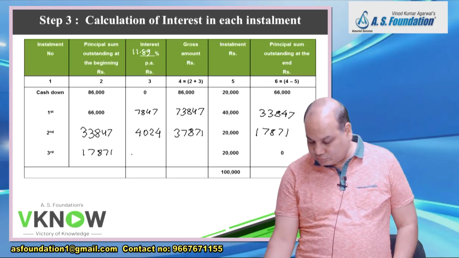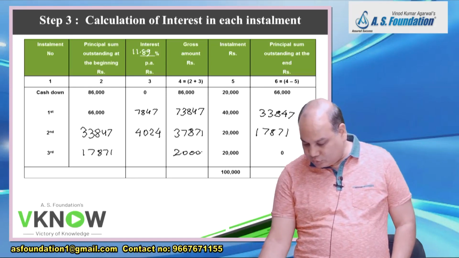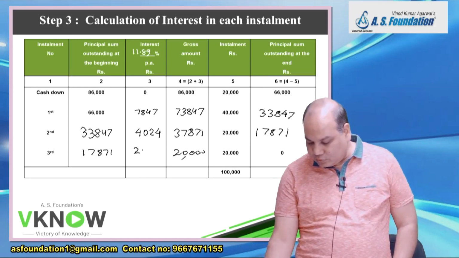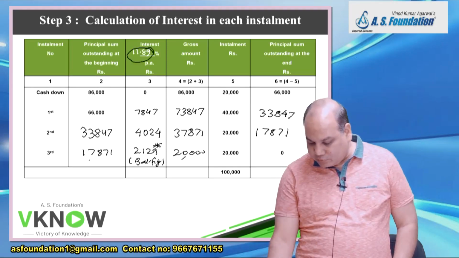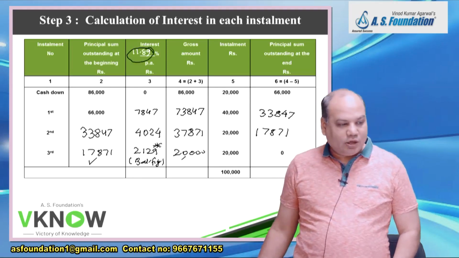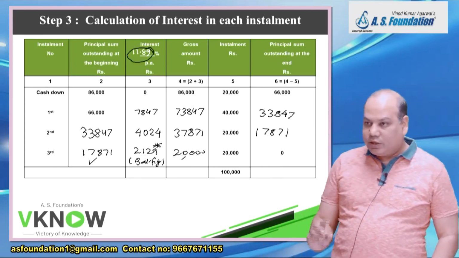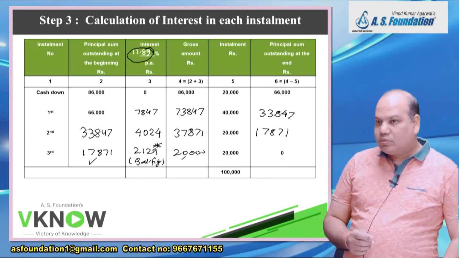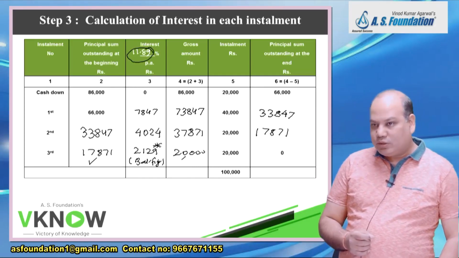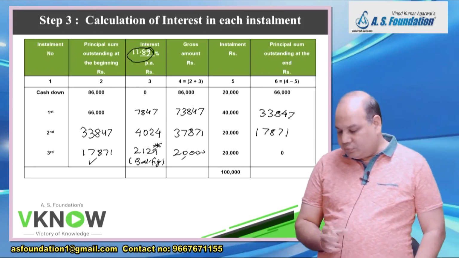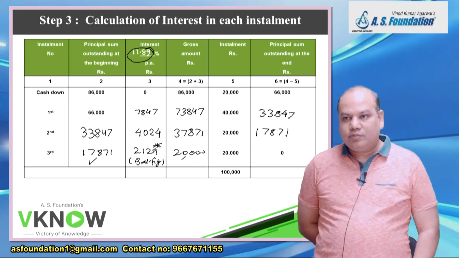17871. Balancing figure 2129. So now here we'll take balancing figure 2129. Last is 0. If you calculate 11.89% of 17,871, just try it, you get 2028. So there is a difference of around 100 rupees.